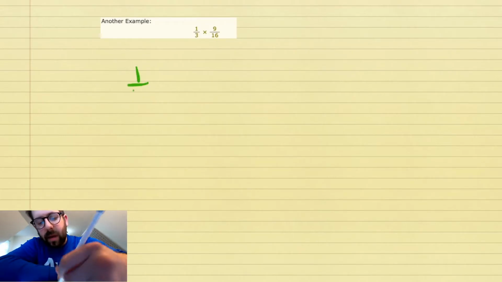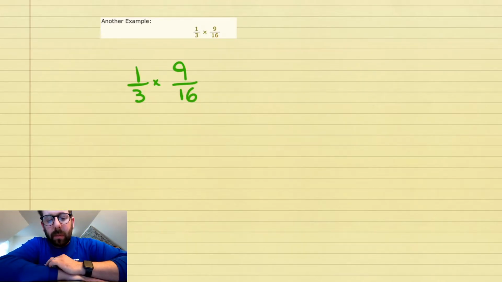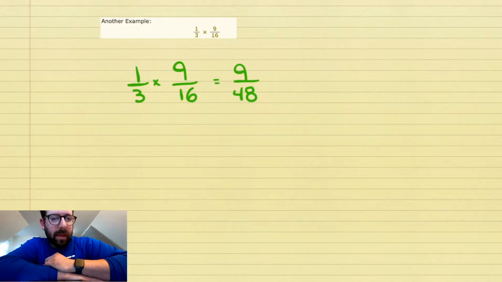We're multiplying again. So we have 1/3 times 9/16. Now, there's a couple different ways. You could just multiply straight across. We can get 9 over, what is that, 48? If I multiply 3 times 16, that'd be the answer.